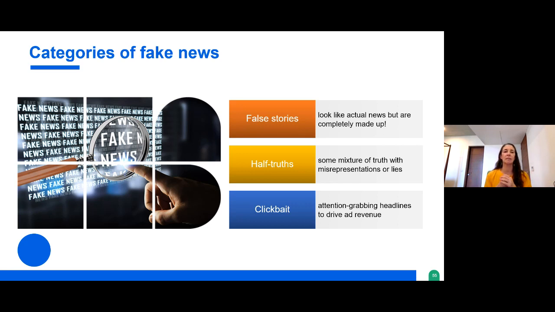The other one is the half-truth, which is some mixture of truth with misrepresentation or lies. Maybe the total context isn't given. So you're told that something happened or that somebody said something, but if you take the entire quote, you find out the meaning of what they were saying was very different from what you were led to believe. And then, of course, there's clickbait. These are those attention-grabbing headlines that we all see. The primary purpose of these is to drive ad revenue.